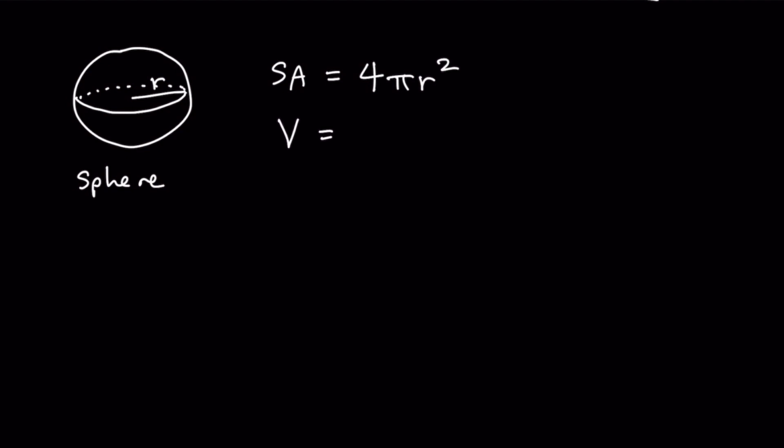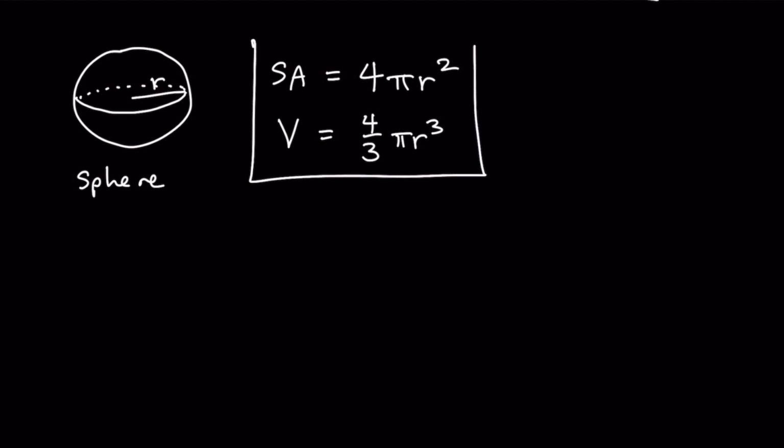To draw it, we're going to draw a circle and then kind of draw an oval inside it to indicate that it's 3D. So the surface area of a sphere is going to depend on its radius. We're going to say it's 4 pi radius squared. And then the volume is 4/3 pi r cubed. So these are great formulas to write down for your reference.